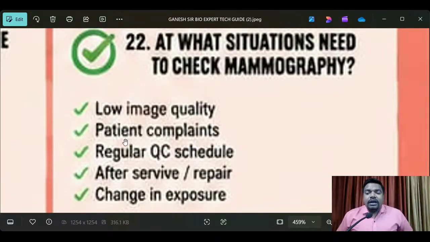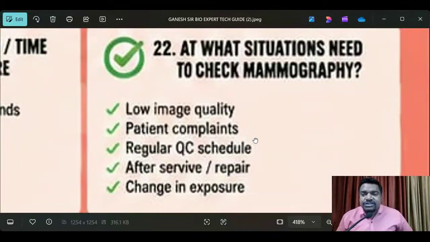Now come here. Low image quality. In what situation do we need to check mammography? As a biomedical engineer, listen carefully. These are the situations: low image quality, patient complaints, regular QC schedule, after service and repair, and change in exposure. In these situations you have to check, follow up and be active. I hope you got it clearly, my dear engineers.